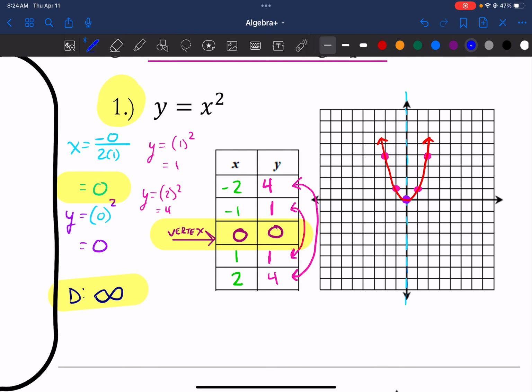Don't forget that your vertex has parentheses right around it, so make sure that if you write the vertex, you put (0, 0) for the vertex, and you can label it, of course, as well.